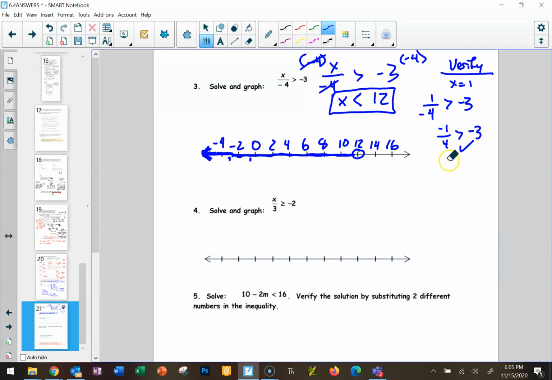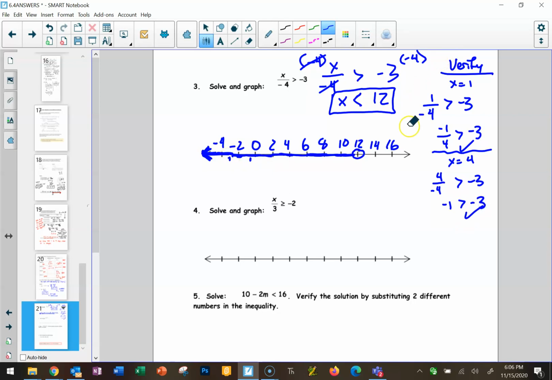We can check another number. Let's check with x equals 4. 4 is still less than 12, so it still fits with what we think the answer is. Okay, so here's our second check. Now we're looking at x over -4, so that would be 4 over -4. Is that greater than -3? Well, 4 divided by -4 is just -1. Is -1 greater than -3? Sure it is, because -1 is going to be right here, and -3 is still there, so it still holds true. So our verification worked out.